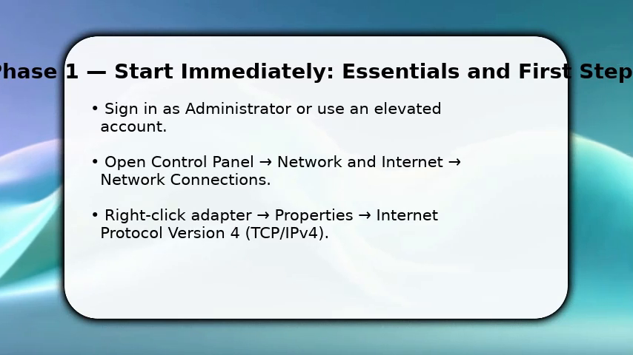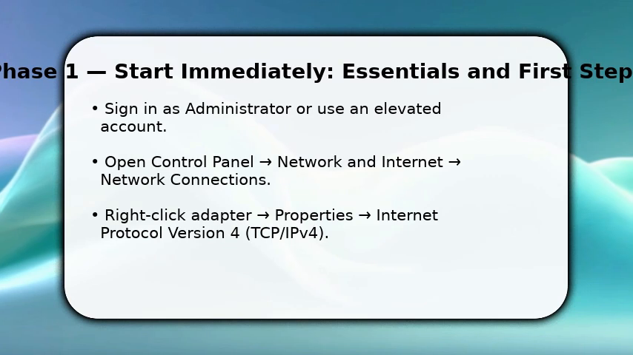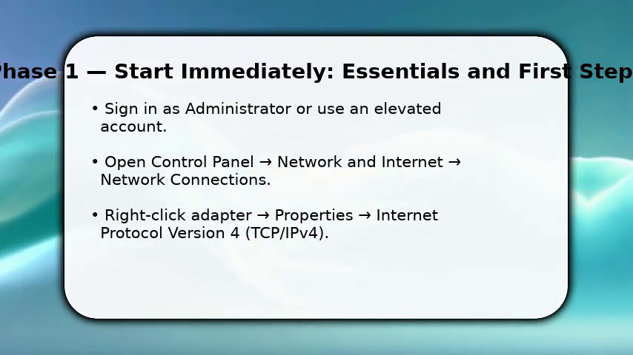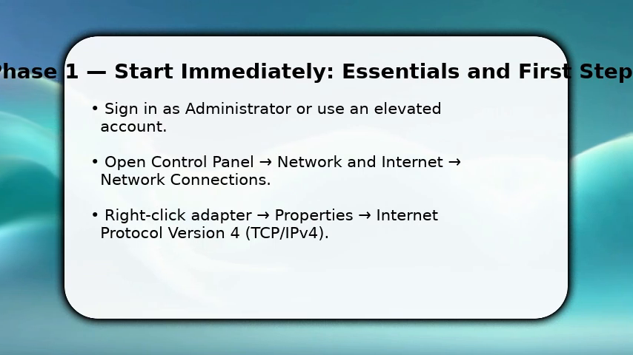You start as an administrator because changing DNS requires elevation. Open Control Panel, go to Network Connections, then select your active adapter. Once selected, right-click and choose Properties. Inside, click Internet Protocol version 4, then Properties again.